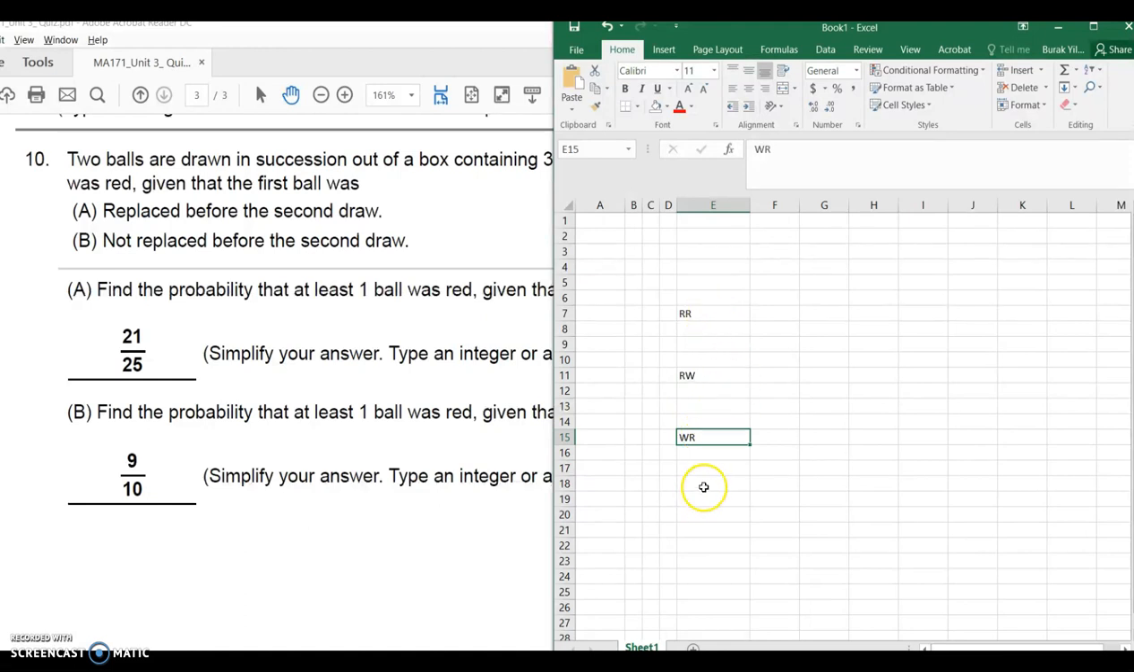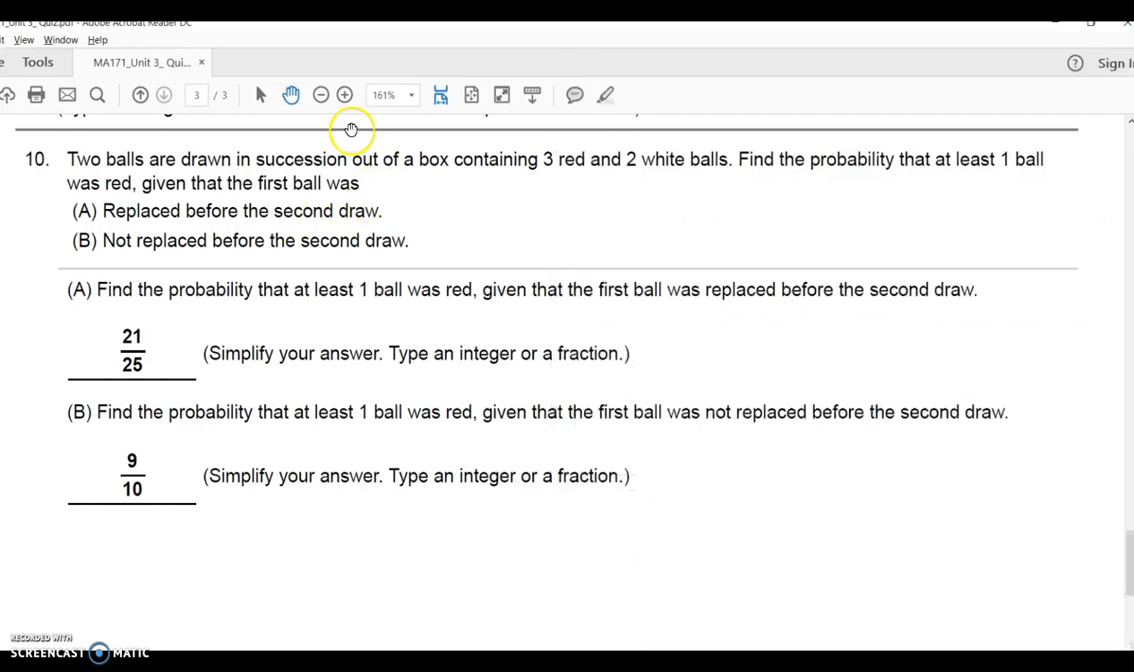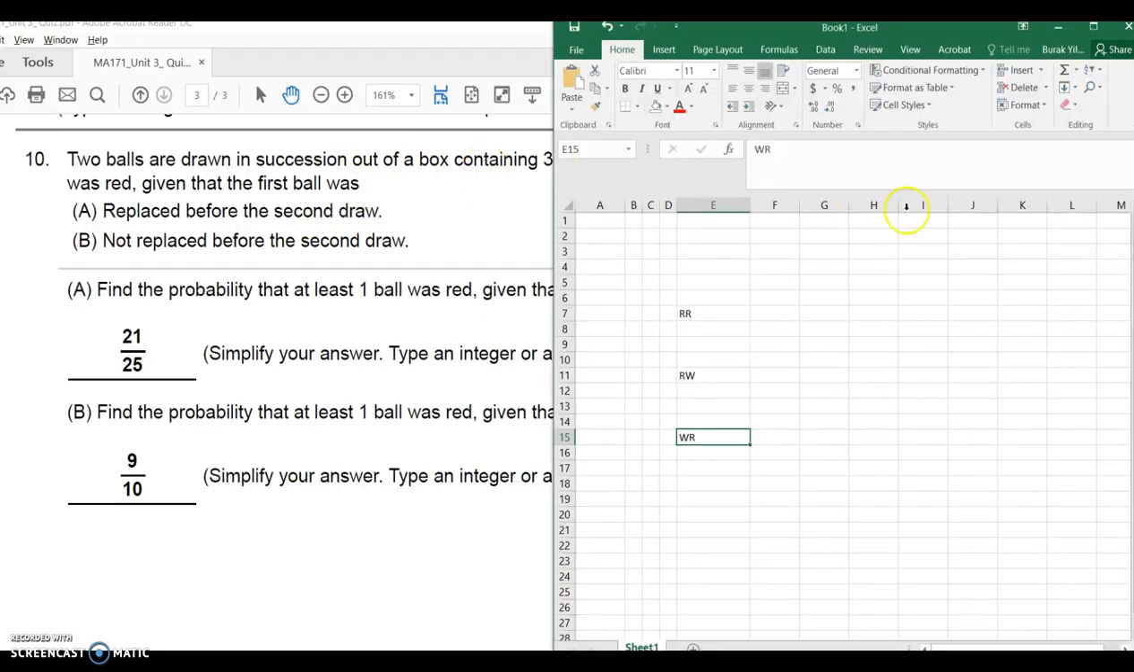And these are the situations where we have at least 1 red, correct? I don't need to count white, white, because that would be 0 red. And we need to make sure that we're replacing the first ball before we draw the second one. So now 3 red, 2 white balls. So let's write that down. 3 red and 2 white.